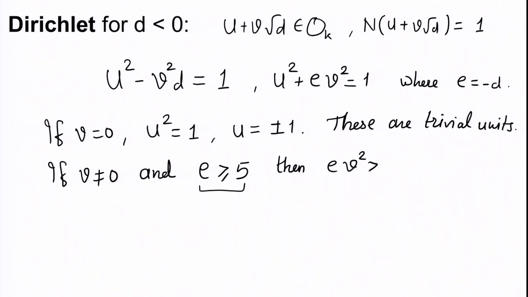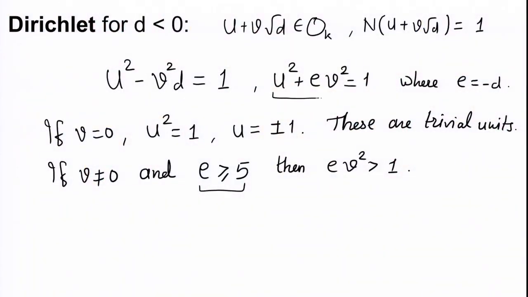Then E V square is strictly bigger than 1, because V is either an integer or a half integer depending on what the discriminant does. So V square will be possibly an integer, or the square of an integer divided by 4. So if E is bigger than or equal to 5, you are multiplying the square of an integer by 5 by 4, and V is non-zero. So V square is a non-zero square. Therefore, the product is strictly bigger than 1. In that case, we will never have a solution to U square plus E V square equal to 1.